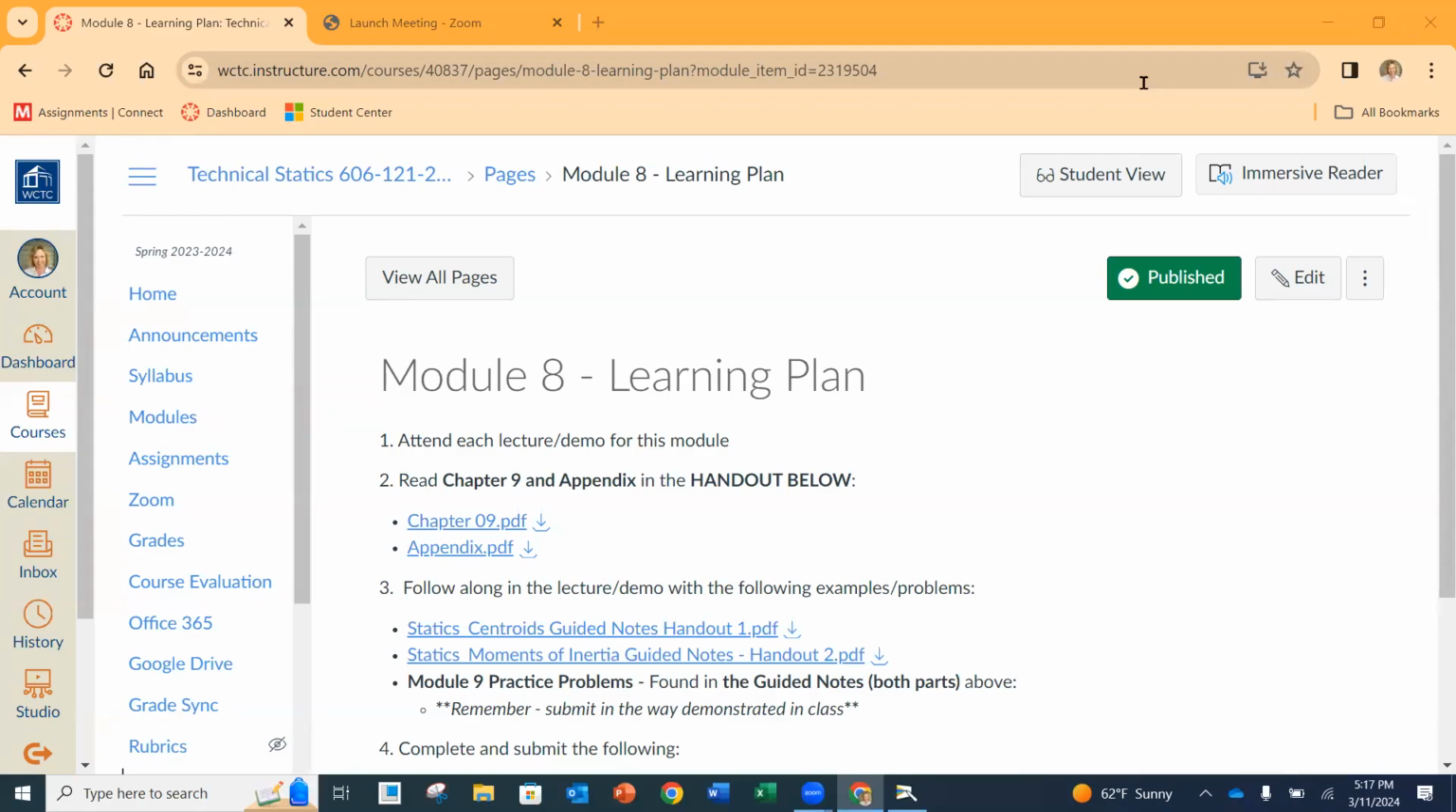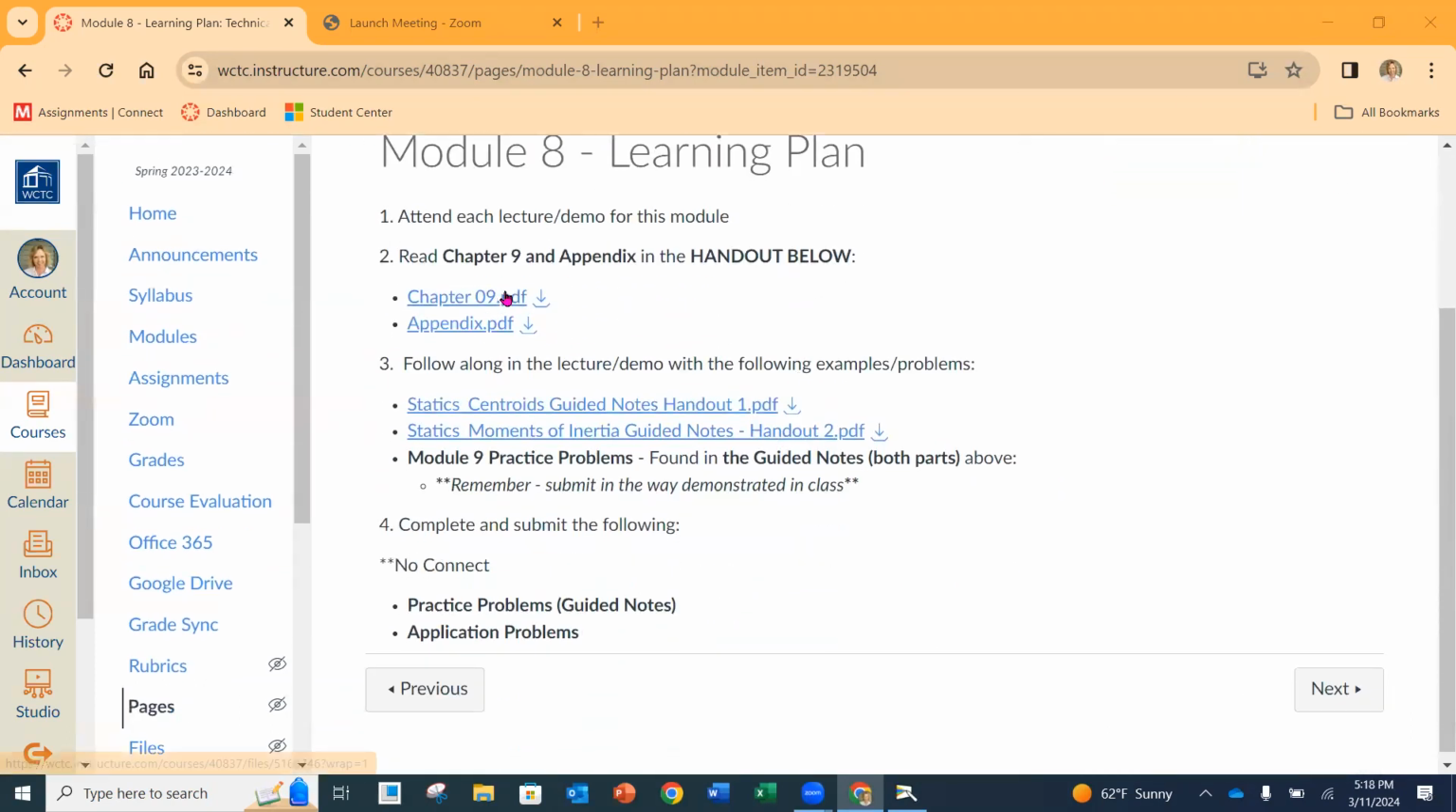Okay, we are going to continue on in module number 8, where we are going to be looking at the second half of chapter 9 that's assigned here. So you'll notice that there is a handout for chapter 9. There's also an appendix page that we'll be referencing for some problems we already have. But we are going to go to the second part of this learning plan, and that's going to pertain to the second handout that's here.